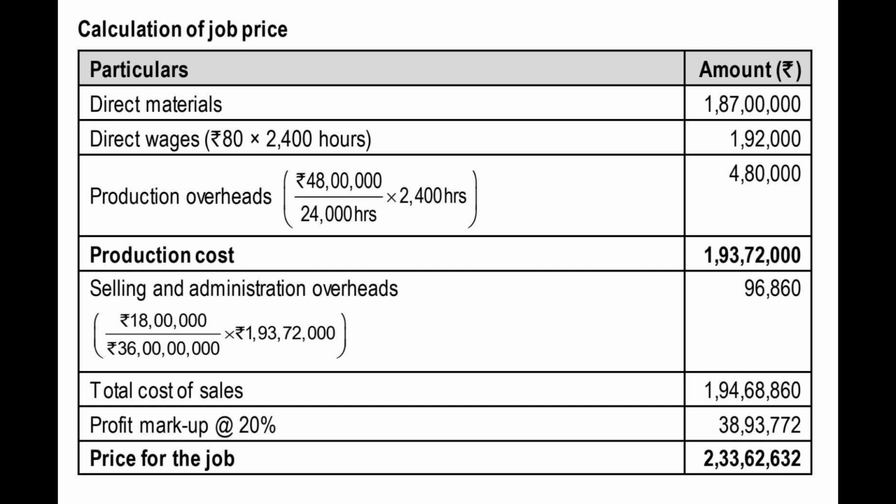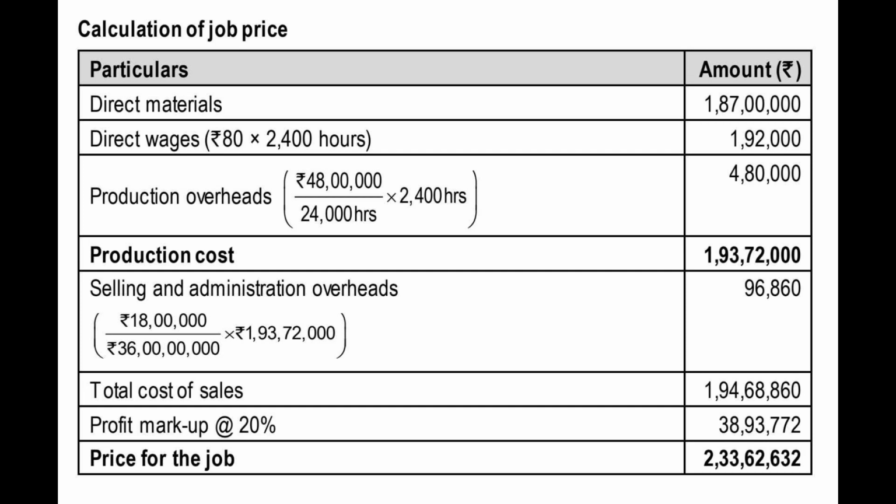Then go to particulars, add selling and administration overhead. The budgeted selling and administration overhead is given in the problem. That should be recovered based on production cost. The budgeted production cost is also given in the problem, 36 crores. So open the bracket, 18 lakh rupees divided by 36 crores. The resulting figure would be 0.005. That means if production cost is 36 crores, then the selling and administration overhead would be 18 lakh rupees.